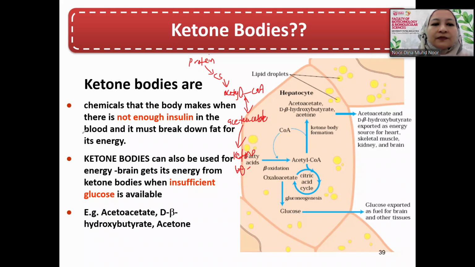So what are ketone bodies? They are chemicals that will be produced by the cells if there is not enough insulin in the blood to break down fat for energy. So when is the situation when you don't have enough insulin in the body? Usually what happens if you don't have enough insulin in the body?